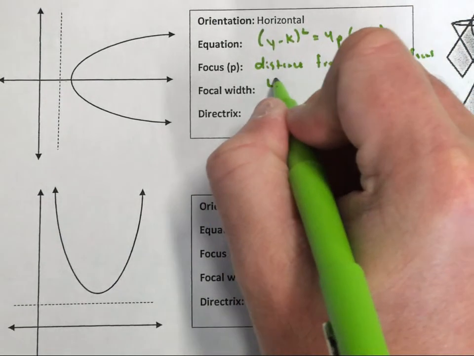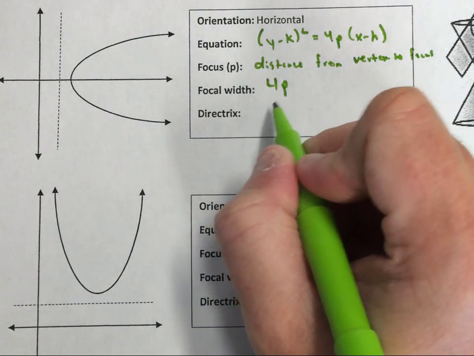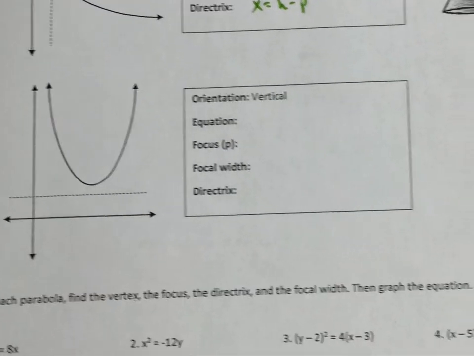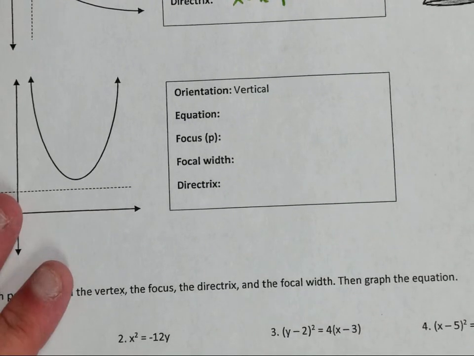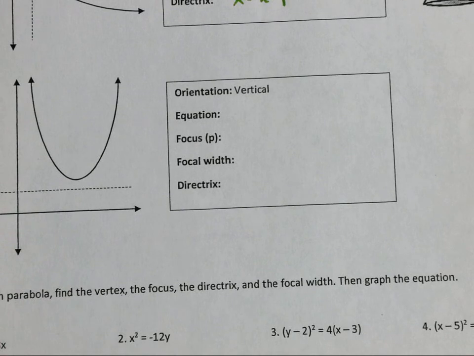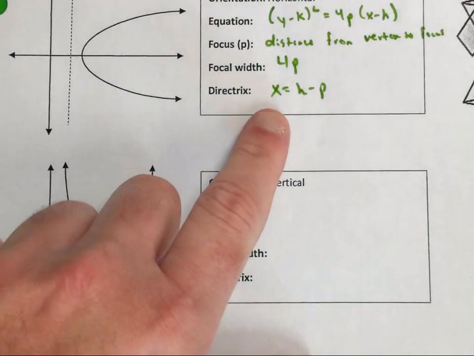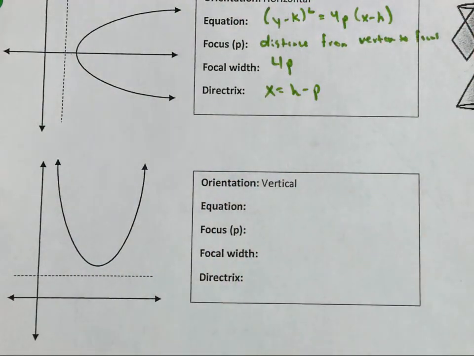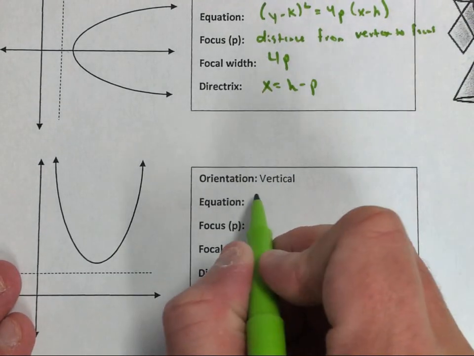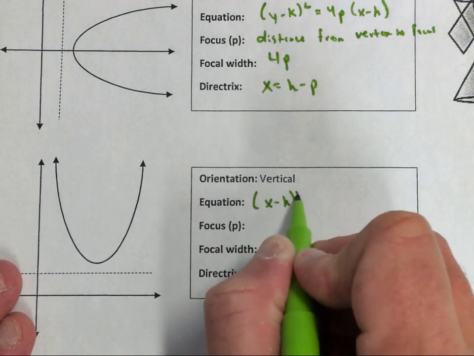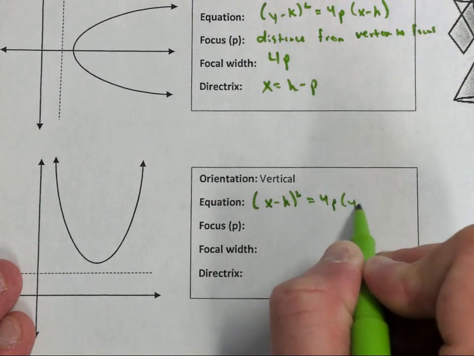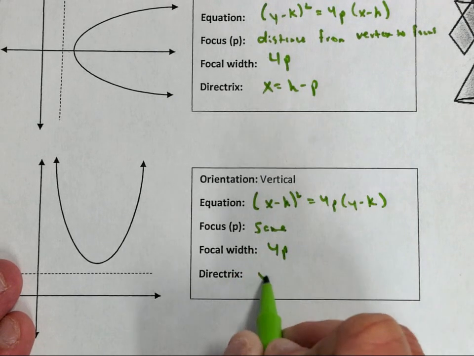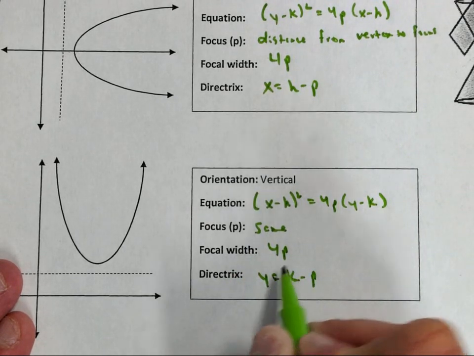The focal width is equal to 4p. The directrix is x equals h minus p. I'm going to go back and tell you all what this means in a minute, but right now, let's just write the notes down. What was the directrix? It's x equals h minus p. In a minute, after we write all this down, I'm going to go back and explain it to you because it's going to make sense. Same as that up there.